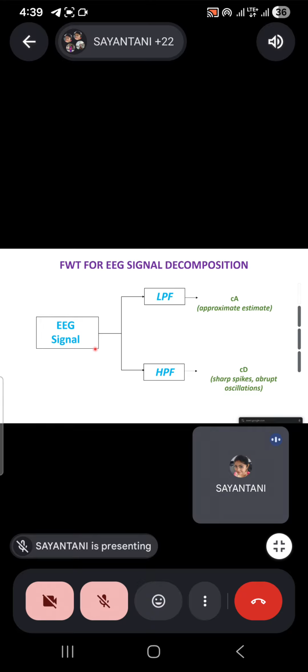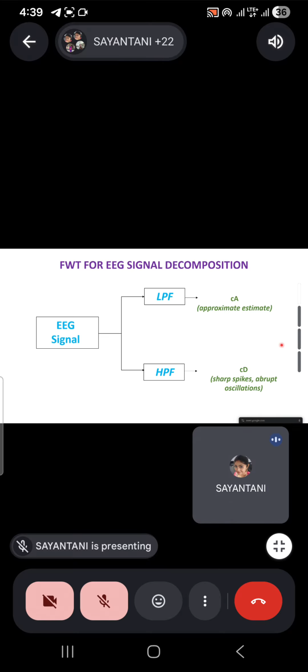Over here, suppose you have the main EEG signal. You pass the signal to a low pass filter, and after that you get an approximate estimate, which is your approximate coefficient, that is CA. You can pass the same signal through a high pass filter to get the detailed coefficients, which help you acquire the sharp spikes, abrupt oscillations, and so on. Now, this diagram, what I'm showing you right now, is the first level decomposition of the signal.